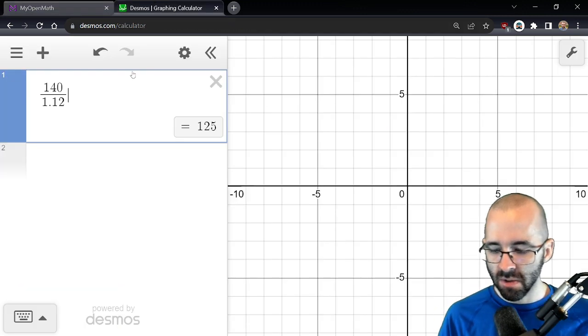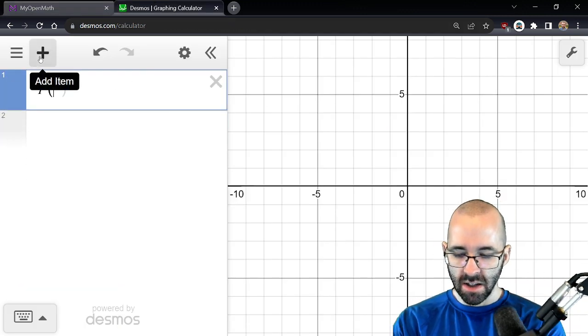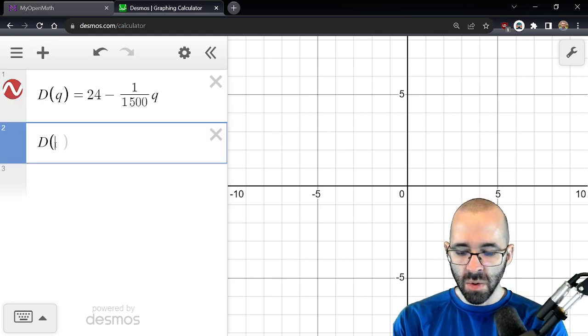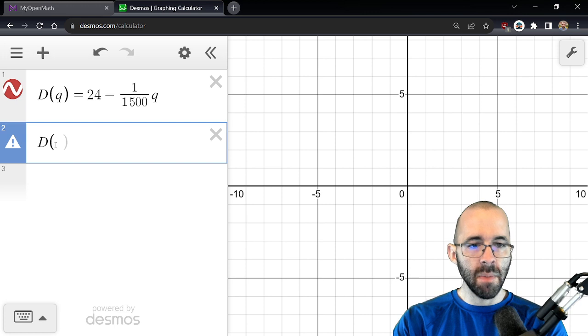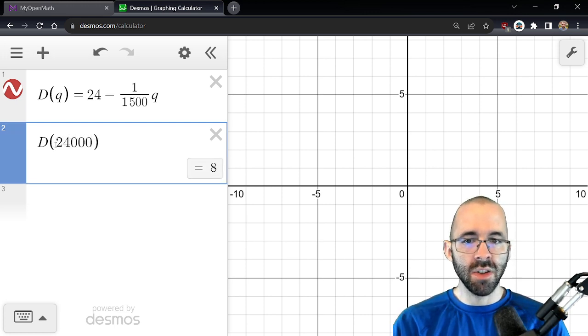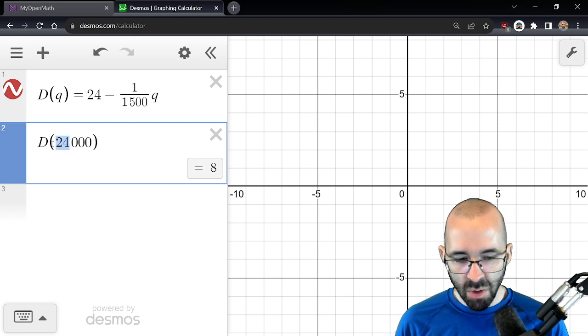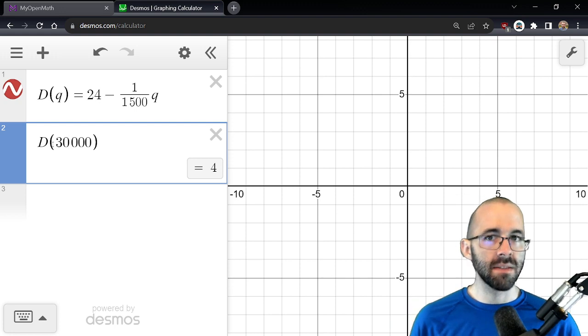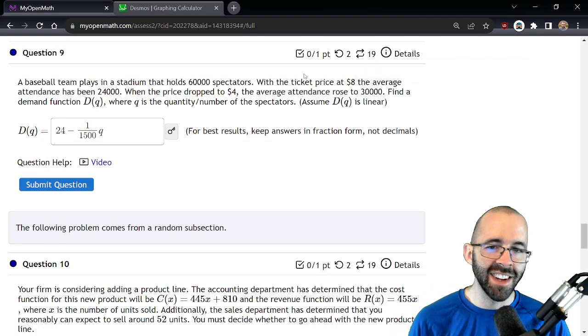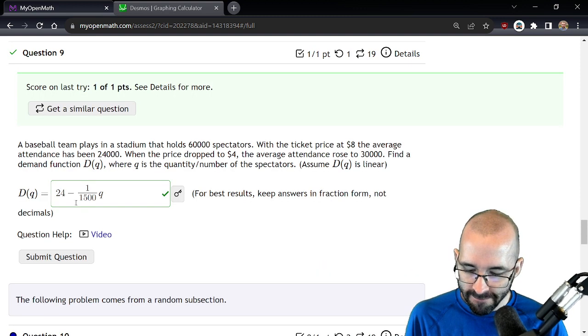And again, if you wanted to, you could also check your answers. D of Q equals 24 minus 1 over 1500 times Q. You could say, well, what price do we have to charge if we want 24,000 people to show up? It says $8. That's what we thought. What about if we want 30,000 to show up? $4. That's what we thought. So if you're on your last attempt on this, which probably won't happen, that's one way that you could check. And there we go.